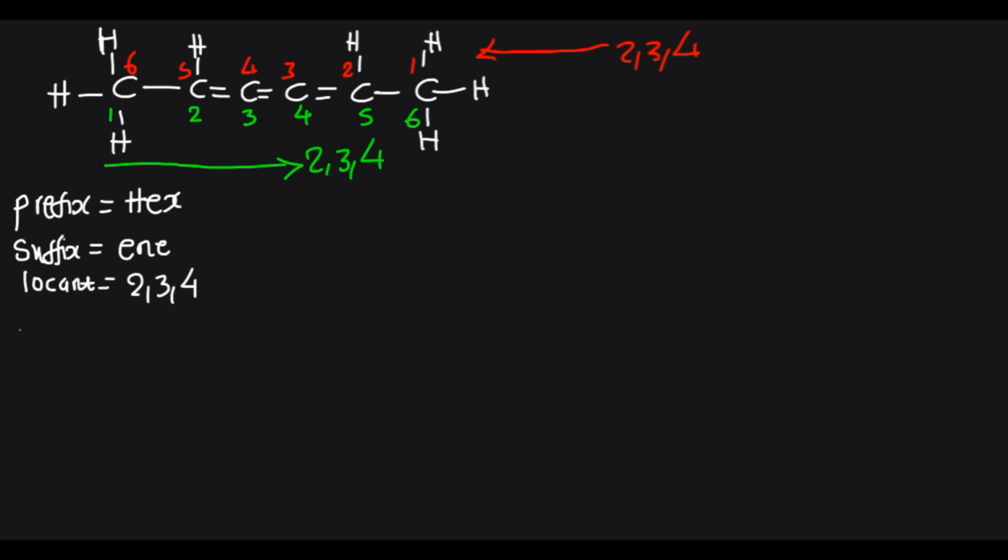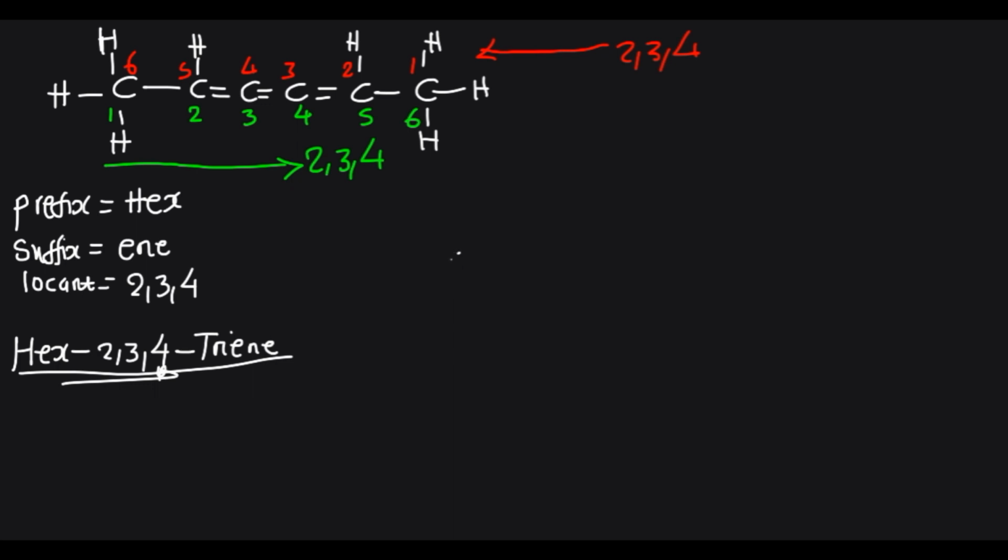Then our final name here, we are going to have hex, sorry. So we are going to have hex, then we have a hyphen, then 2 3 4, then another hyphen. Then let's look at the double bonds that we have. We have 3 double bonds, so we add tri ene. So this is the name of this particular compound.